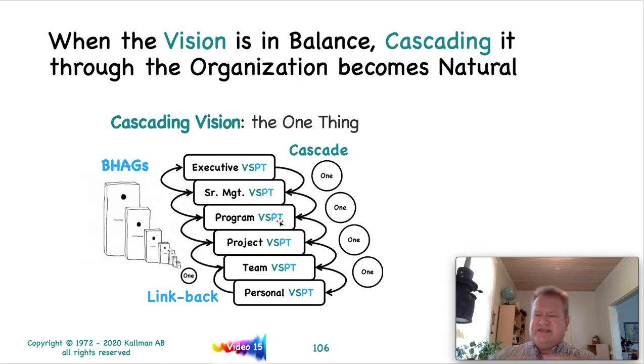Well, they need to cascade that down to their program level or however they're organized, and senior management also might be portfolio level. Okay, if you're doing portfolio, program, project management, that succession. And you're going to have a program VSPT and a project VSPT, a team, and right down to an individual VSPT, like we talked about in the previous slide.